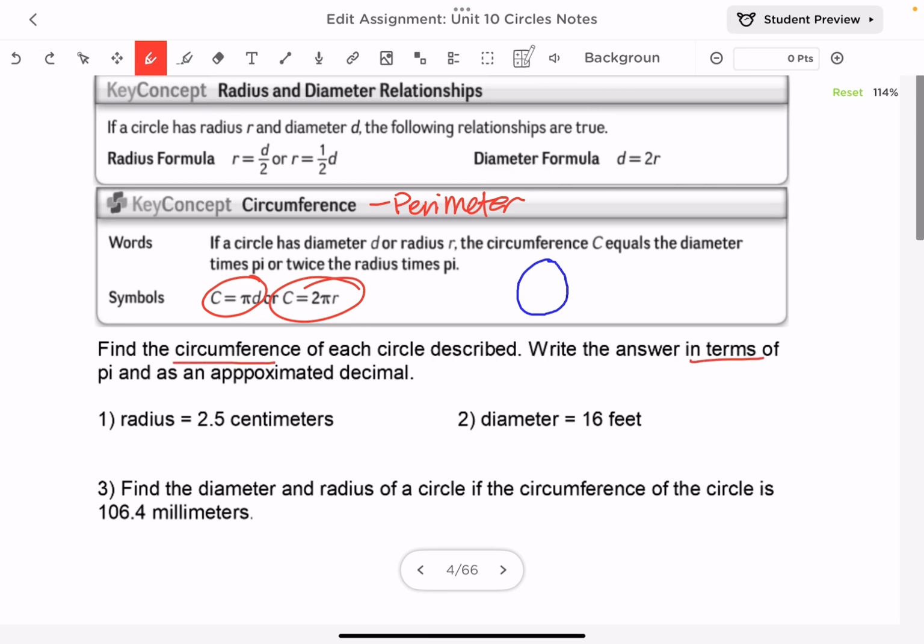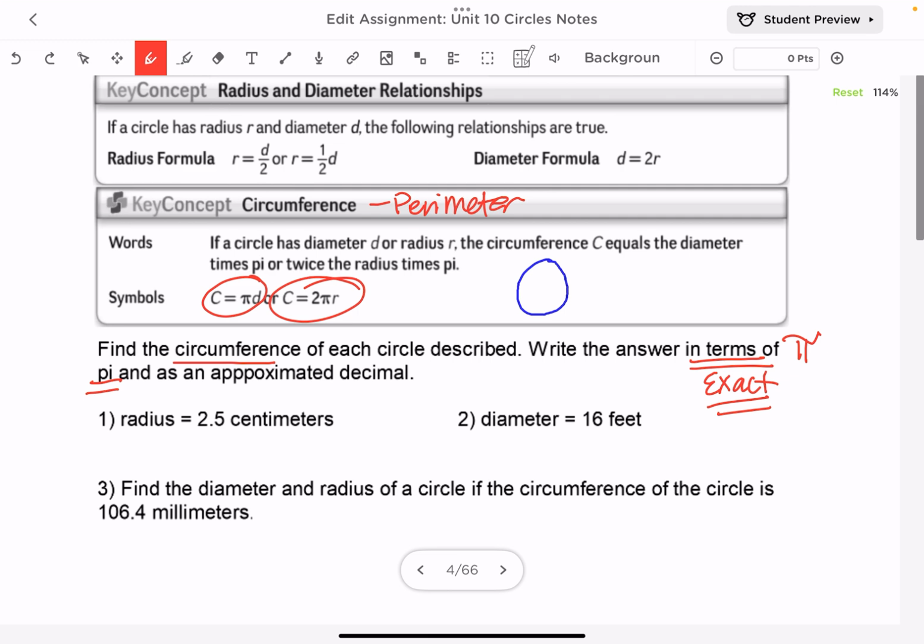Write the answer in terms of pi. Okay, what does that mean? That means there's still going to be a pi in your answer. That also, if I ever ask for the exact answer, that also means in terms of pi. Okay, that means you can type everything in the calculator that you want. You just cannot type pi in, because as soon as you type pi in, your number is going to get really nasty.